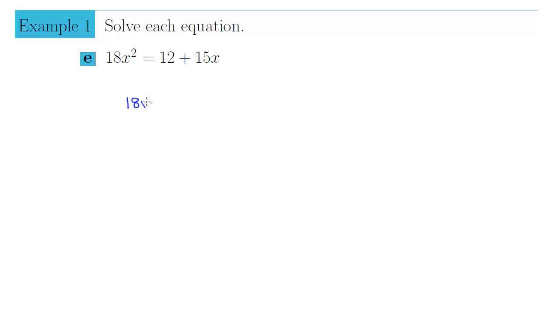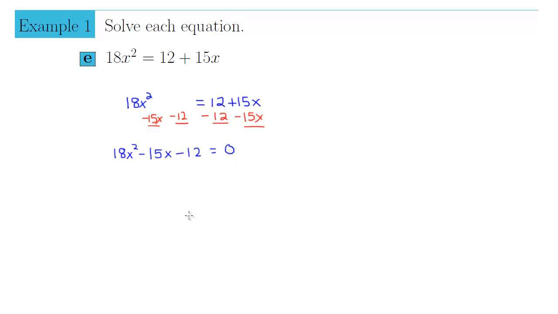Let me rewrite our equation. 18x squared equals 12 plus 15x. Let's move those two terms from the right to the left. That means we're going to subtract 12 from both sides, and we're going to subtract 15x from both sides. What's that give me on the left side? On the left side, that gives me 18x squared minus 15x minus 12 equals 0.